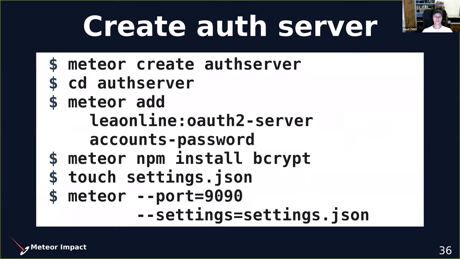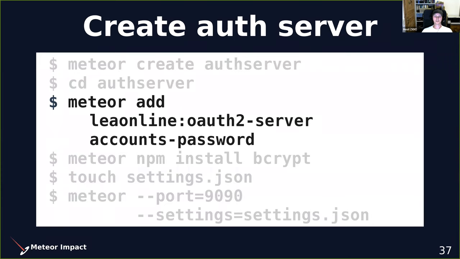Creating this OAuth server, this is not the hands-on part. This is just me showing you how easy it is to set this up. There is not much complexity in it. You simply create this app, you add these two packages, install bcrypt, put the most important data in the settings, and then you simply run it with the settings file. And that's already it. You will see that in the hands-on, and in the example repository. It's not that much code required to make this run.